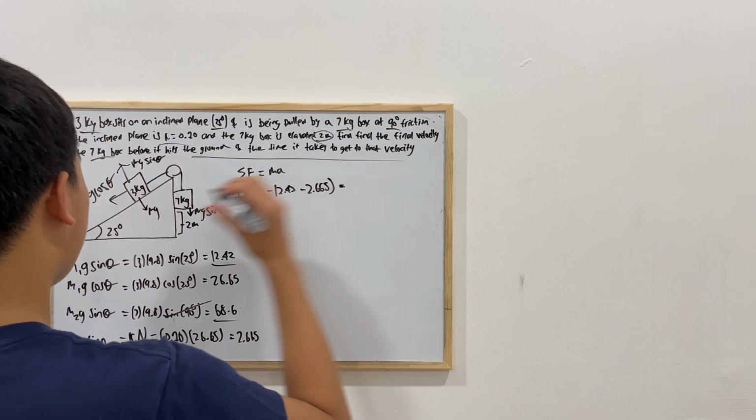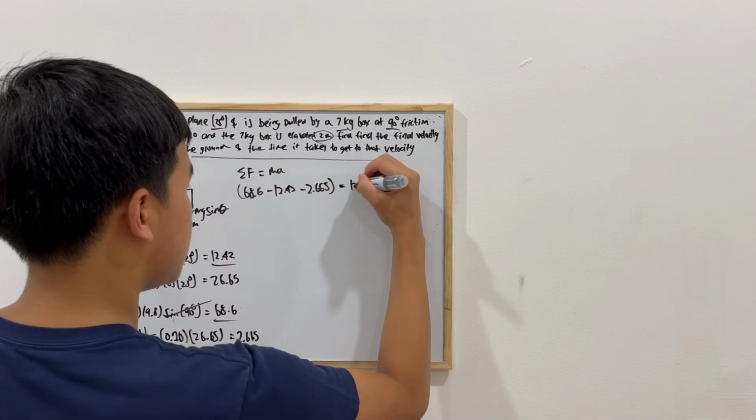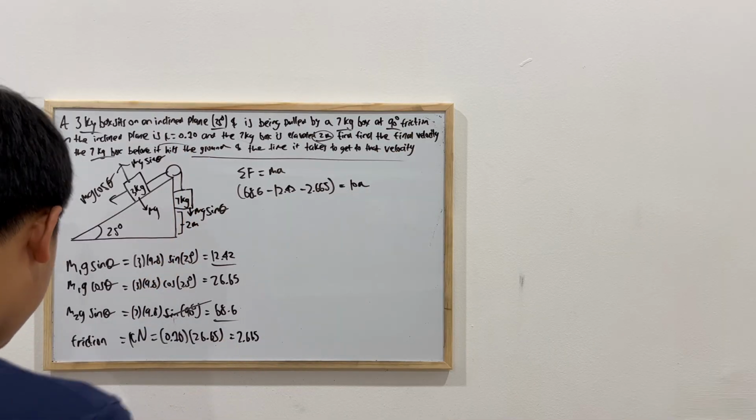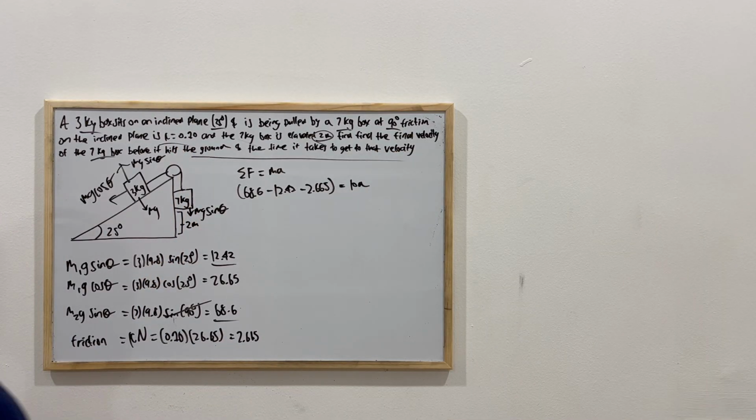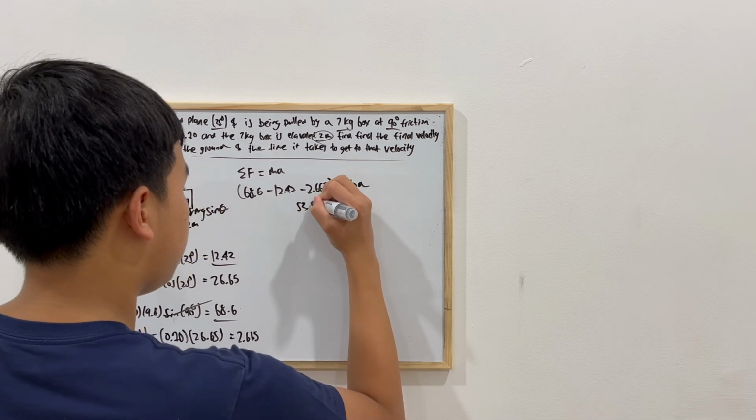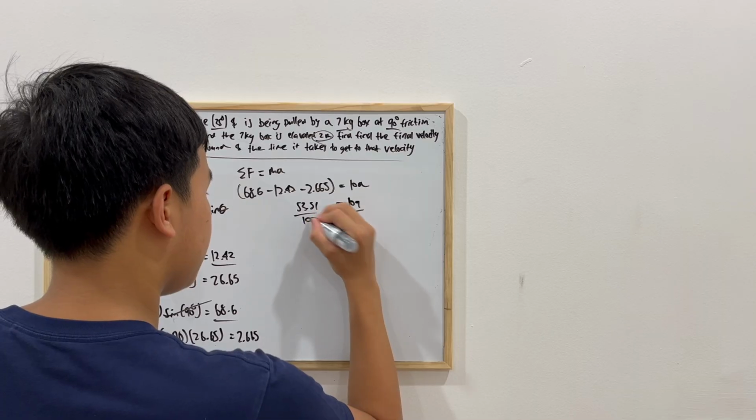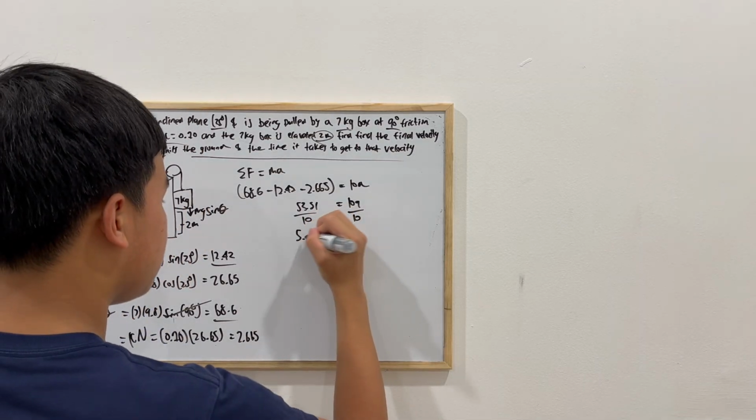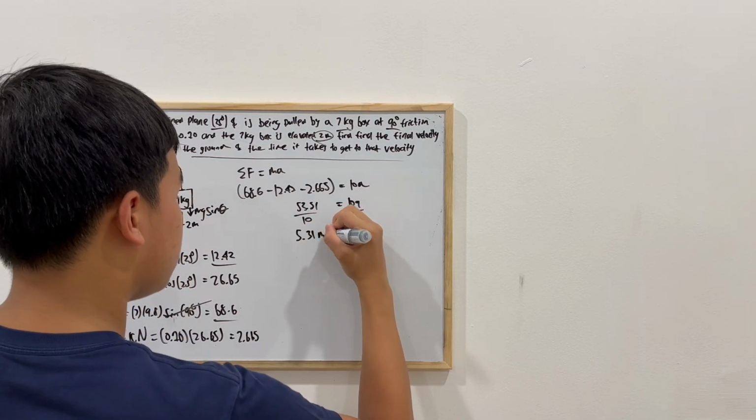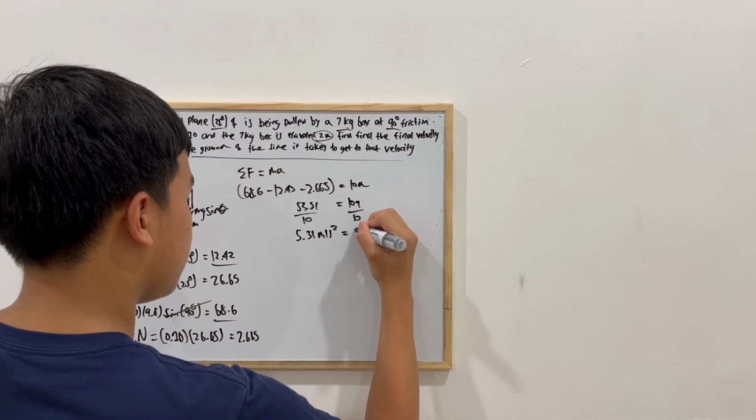This equals the total mass, which is 10, times a. We're going to get 53.51 equals 10a. Let's just divide both sides by 10. You're going to get an acceleration value of 5.351 meters per second squared.